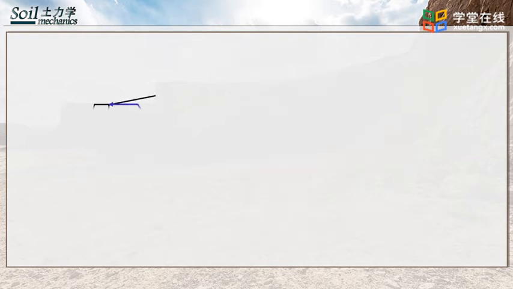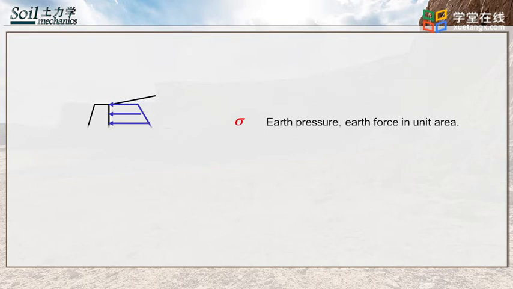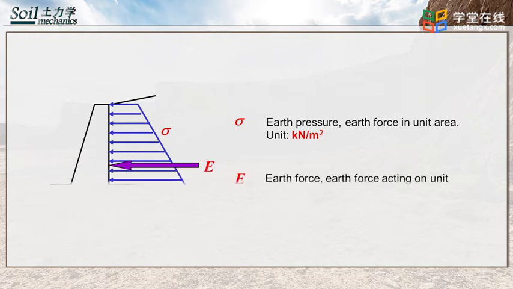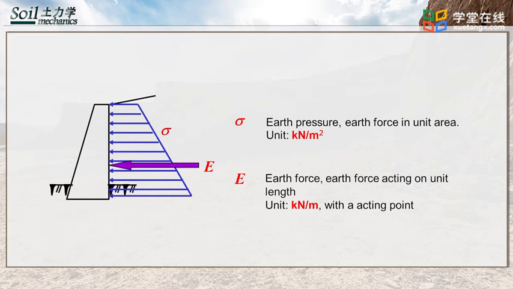For retaining structures such as the figure shown, we need to consider two factors in design, which are earth pressure sigma, the earth force in unit area, and earth force E, the earth force acting on the unit length, as indicated in the figure.